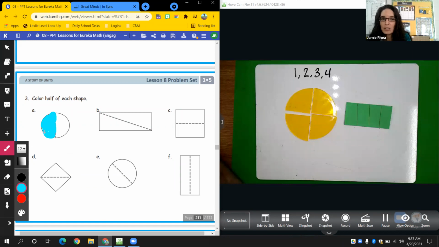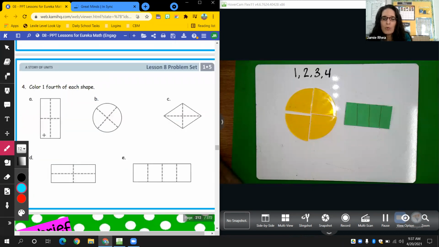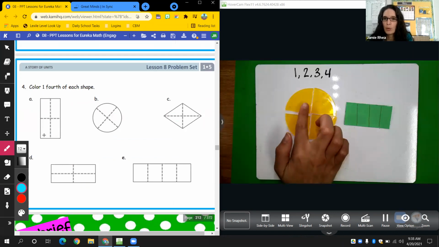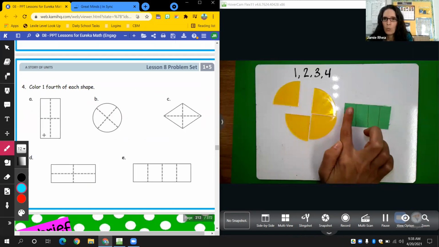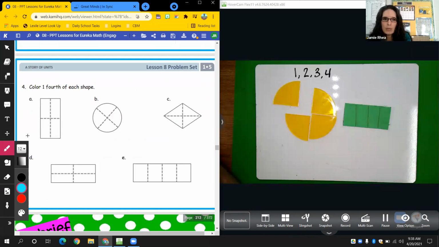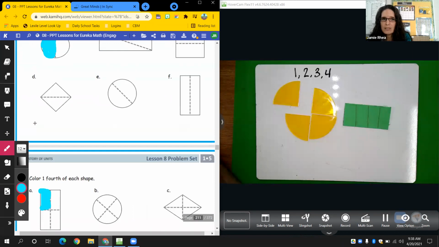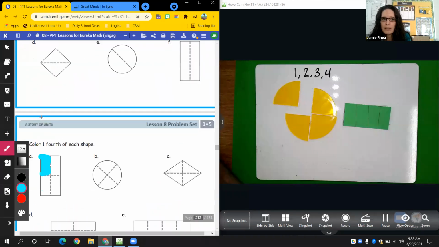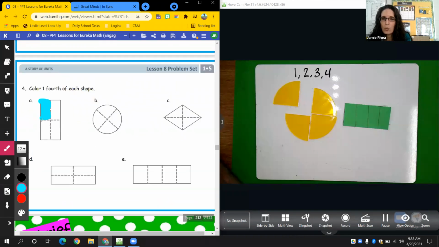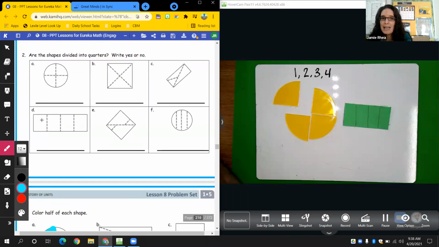All right. Your best. And on number 4, color 1/4. Remember, 1/4 of each shape. So I'm going to, again, use my paintbrush tool here. Pick a size, pick a color, and color in 1 of those. Again, I know it's not easy to color these in with the computer. Do your best, okay?